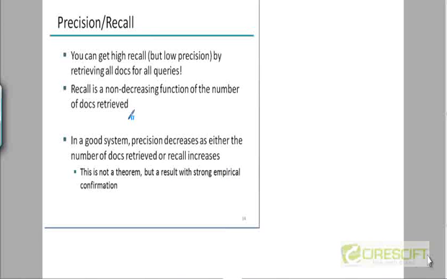Yeah, that's right. So basically, your denominator remains the same because the number of relevant documents in the corpus is the same, but the numerator is non-decreasing because if you're considering more and more documents, if you're considering a larger and larger subset of documents, then more and more of the relevant documents are going to find their way into that subset. And so your recall is going to increase or at least not decrease.